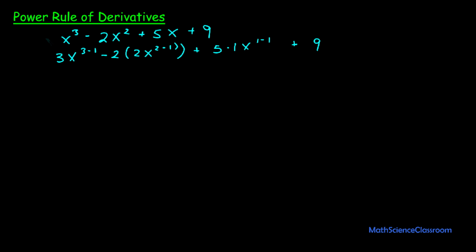The 9 is 9 times x to the 0, so it would be times 0x to the negative 1. Anything times 0 would be 0, so this crosses out. So we end up with 3x squared minus 4x to the first power, so just 4x, plus 5x to the 0, so 5, and then the next number was simply 0. So this is our final answer.